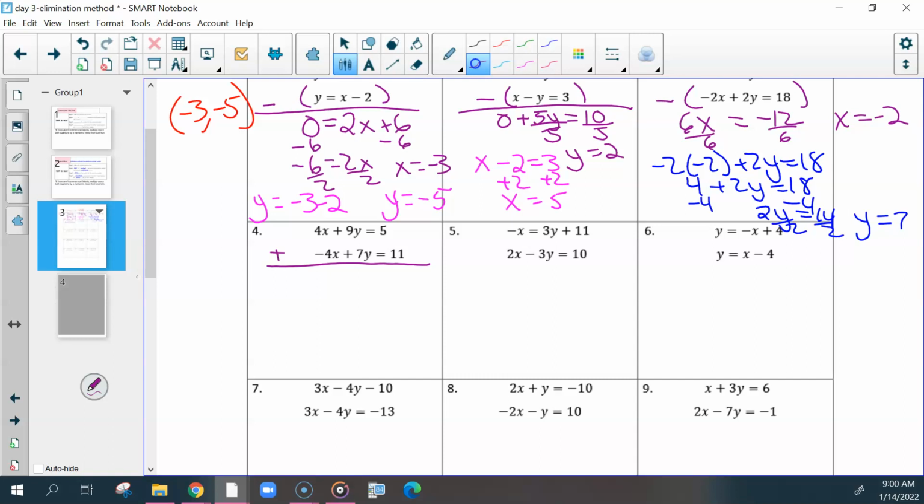Right, so 4x plus a negative 4x would give us 0. 9 plus 7 would give us 16. 5 plus 11 would also give us 16. So when we solve for y, we would get 1.